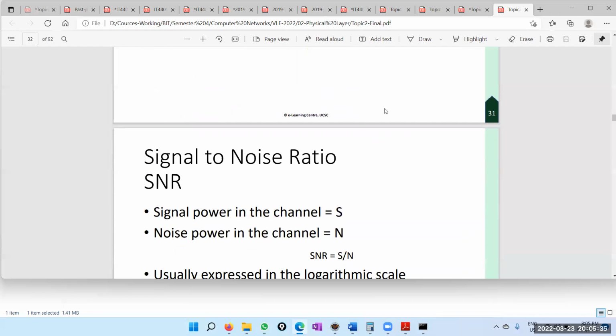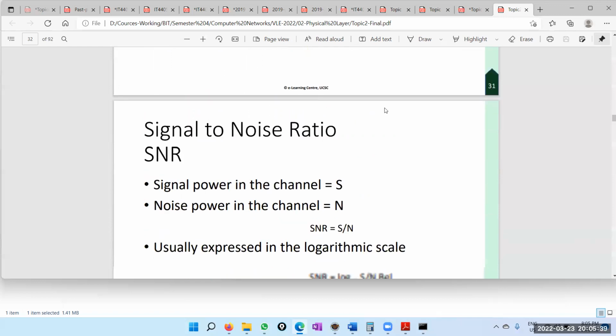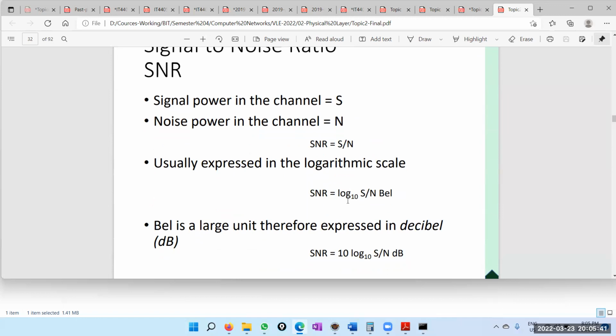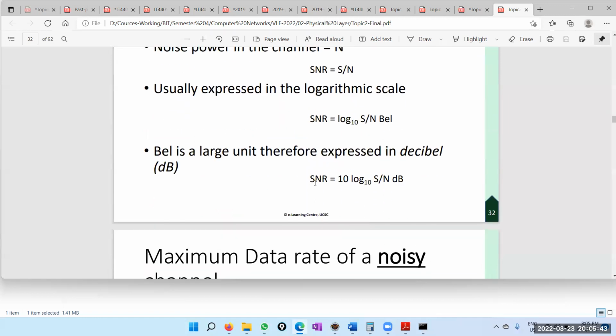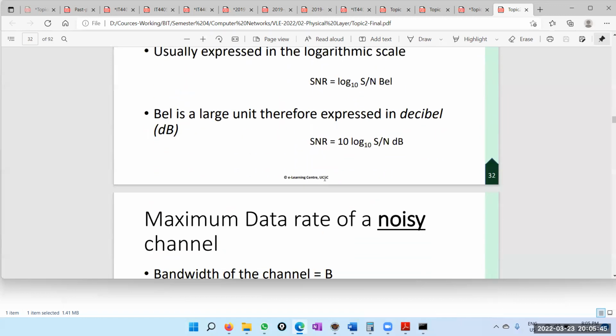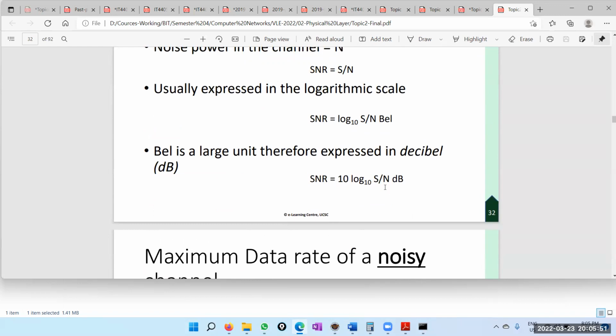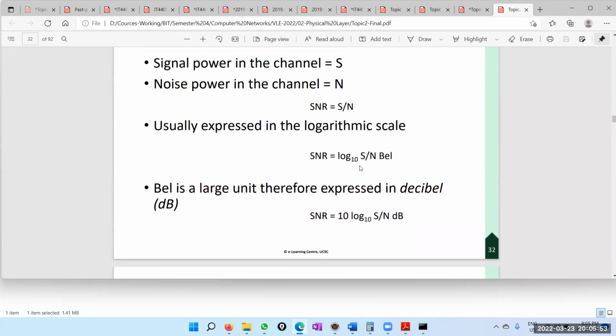But in a noisy channel, or the realistic channel, it is log 10 SNR actually, it's not log 10, it is log 2 if I can remember. That is if it is a decibel, log 10, but otherwise it is log 2.